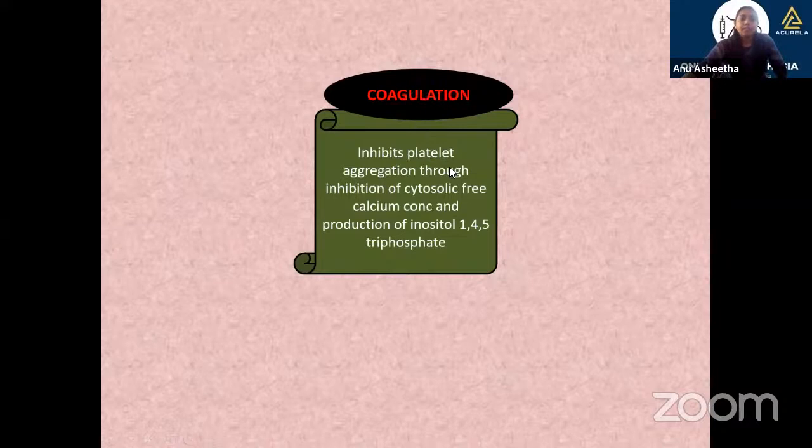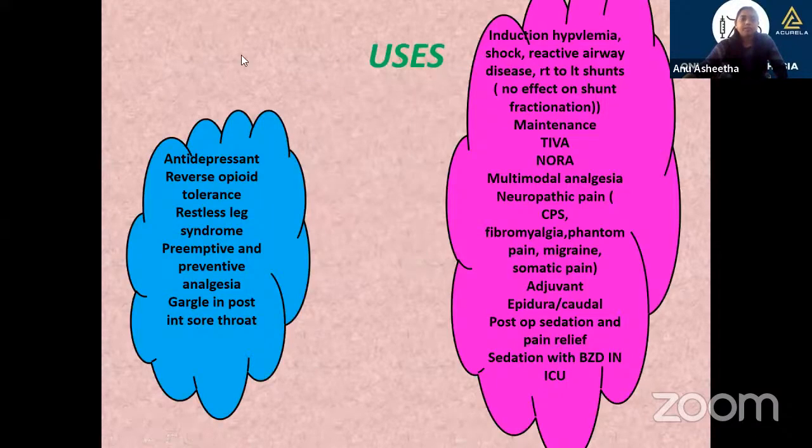Now, regarding the coagulation system, it inhibits platelet aggregation through inhibition of cytosolic free calcium concentration and production of inositol 1,4,5-triphosphate. It is used as an antidepressant, and it also reverses opioid tolerance. It is used in restless leg syndrome. It is used as a preemptive and preventive analgesic. Gargle in post-intubation sore throat. And induction. The indications are hypovolemic patients, patients in compensated shock, reactive airway disease, and also in right to left shunts. There will be no effect on shunt fraction.